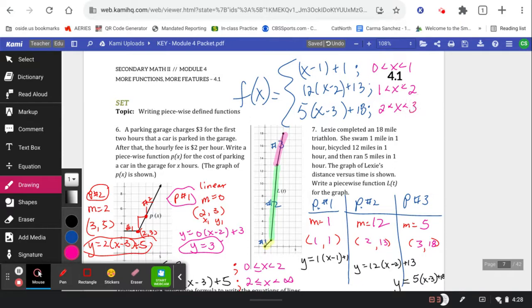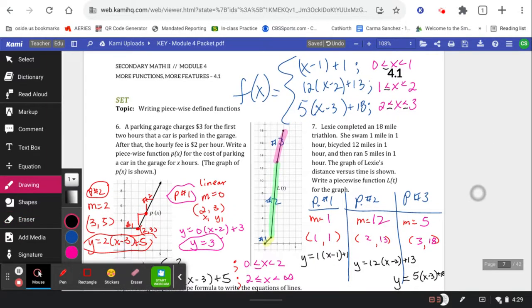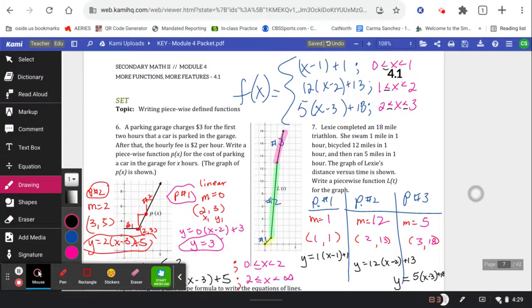Notice that since this is a continuous function, one leaves off where the other one starts and so on and so forth. We want to include the 0 with this one. We want to include the 1 with this one. And we want to include the 2 with this one. And since the end is a closed dot at 3, we're going to include that final one since the piecewise function is done. All right. There's my full piecewise function for number 7. How'd you do?